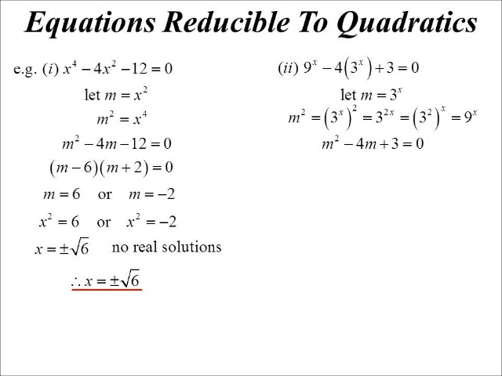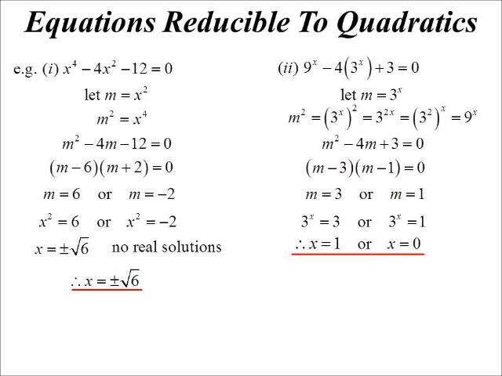M squared minus 4m plus 3, which does factorise nicely. So m is 3, or m is 1, but m is representing 3 to the power of x, so 3 to the power of 1 is 3, and 3 to the power of 0 is 1. Okay.